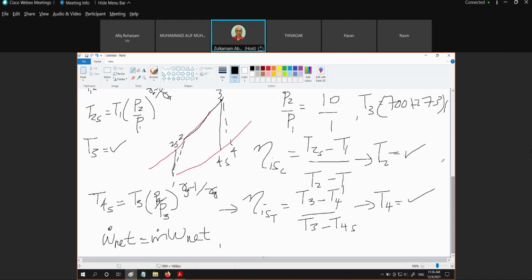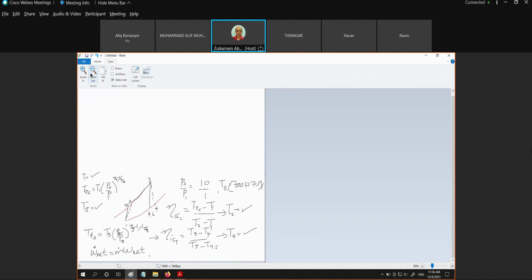And as for the thermal efficiency, how do I scroll downward? Kat maximum ni. Zoom view, zoom out. Oh, what happened?